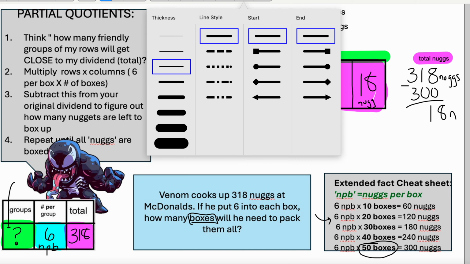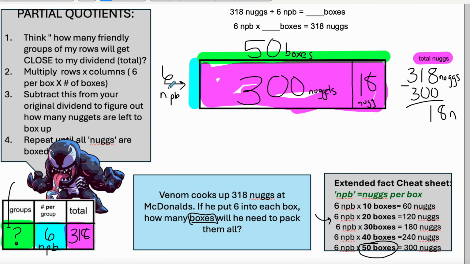So I can think 6 nuggets per box times how many boxes will get me 18 nuggets. Ah, we know our times table. 6 times 3 boxes is 18. Cool. So if I have 3 boxes of 6, that's 18 nuggies, all shipped out to customers. And do we have any nuggies left? Nope, no more nuggies. So we're done.